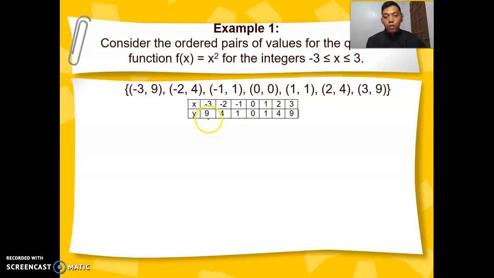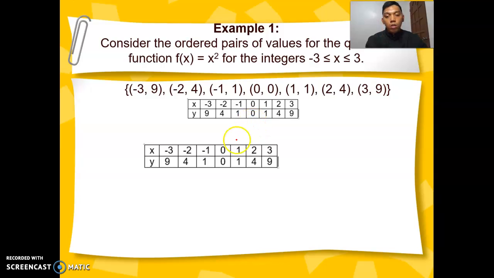So the square of negative 3 is 9, and the same with the other side. The square of 0 is 0, of course. Basically, if we look into the table values, then we check the differences in the x. Let's see the difference in x.